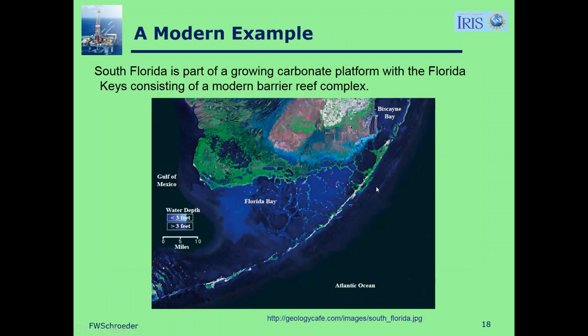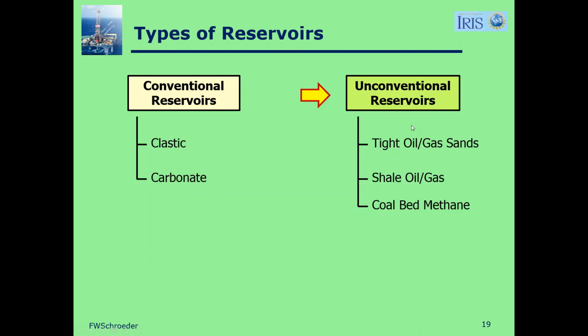Here is a satellite image of South Florida. So here's the Florida Keys that got hammered this year by some massive hurricanes. And so this is a carbonate environment in which we might get some future carbonate reservoirs with good porosity and good permeability. So let me mention just a little bit about these unconventional reservoirs.